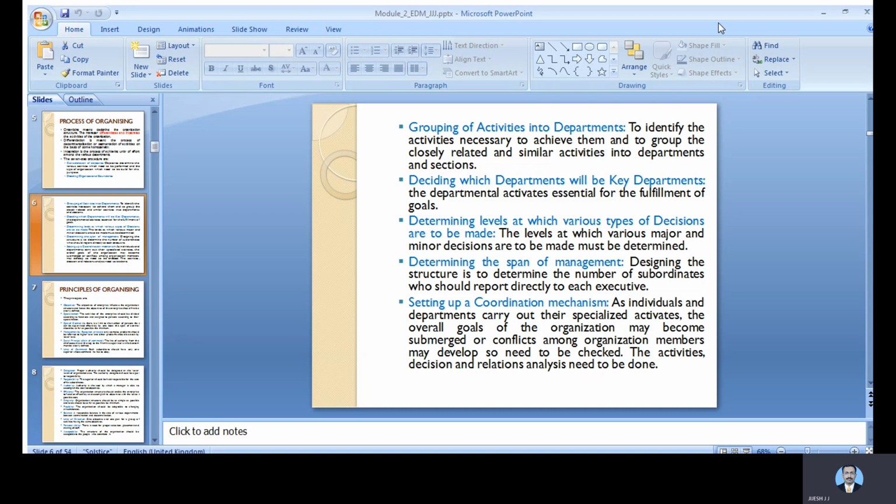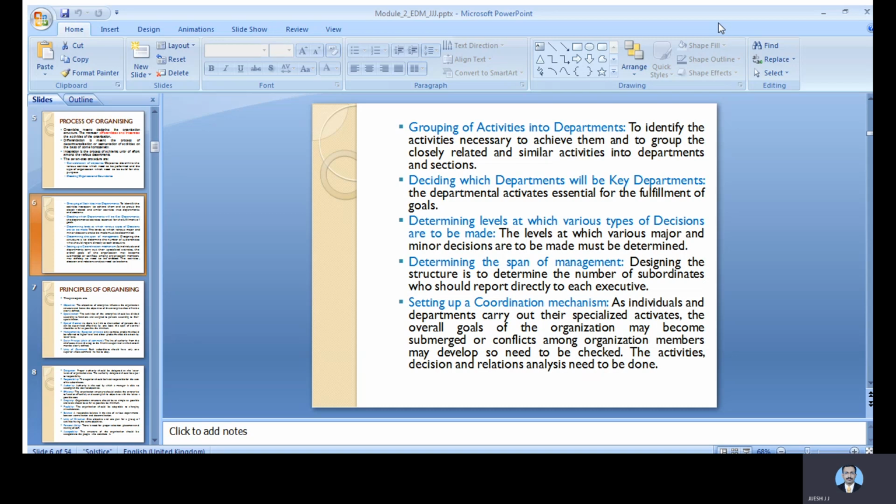Then you have setting up a coordination mechanism. As individuals and departments carry out their specialized activities, the overall goals of the organization may come into conflict, so you have to make sure you have a better coordination mechanism between individuals, and that you check all these things at intervals of time. The activities and decisions relevant for proper functioning of the organization have to be taken care of in a precise way.